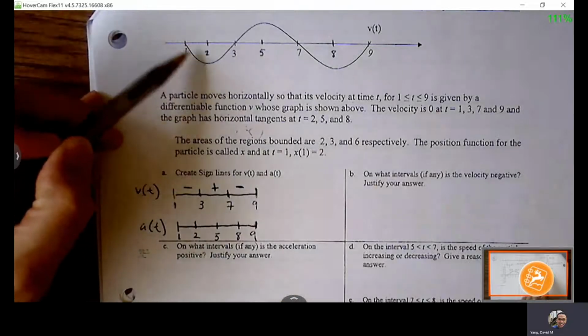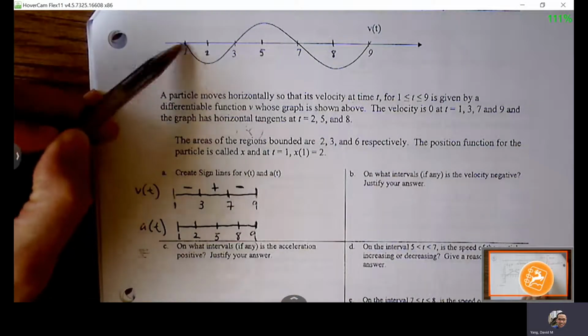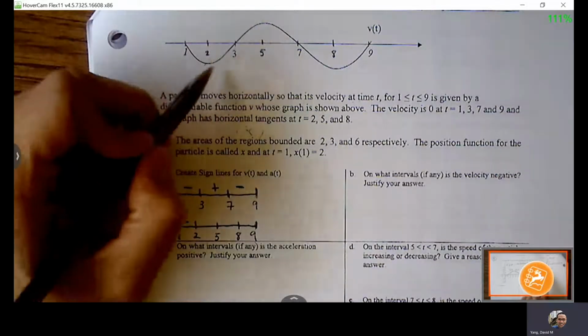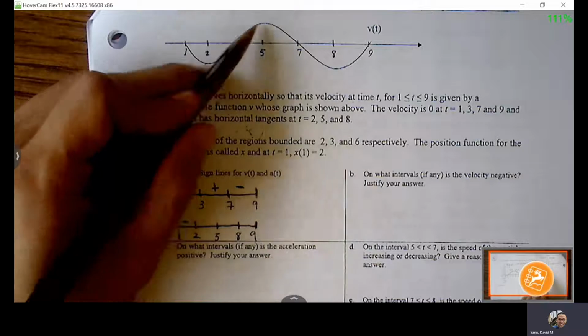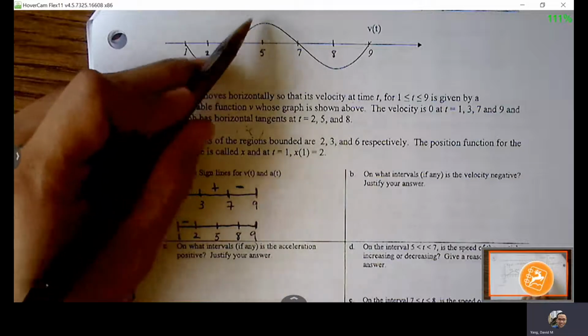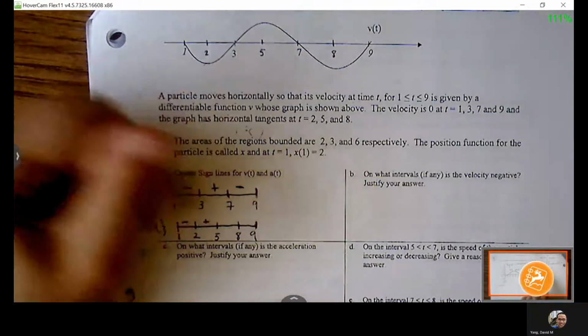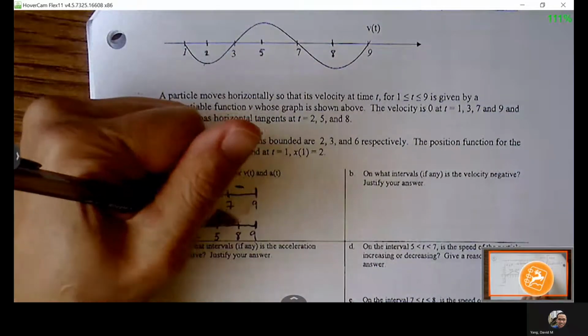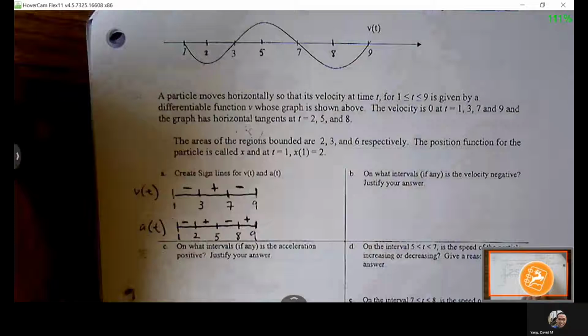Negative slope of velocity would tell us where acceleration is negative. Positive slope, kind of like concavity, tells us where acceleration is positive. 5 to 8, negative slope. 8 to 9, positive slope.